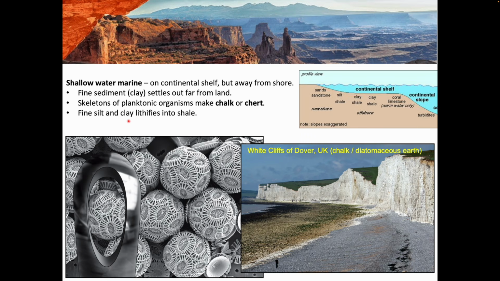The fine silt and clay lithifies into shale. But when you have large, thick deposits of almost pure plankton, you get chalk, or diatomaceous earth. The most famous place in the world where you get that is the White Cliffs of Dover on the south coast of the UK.